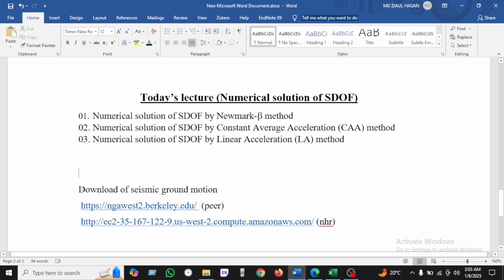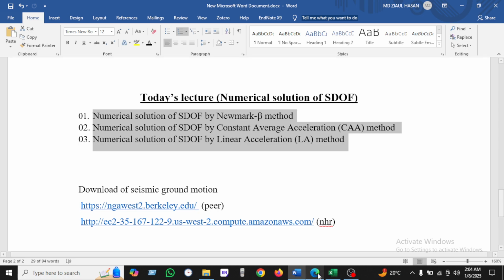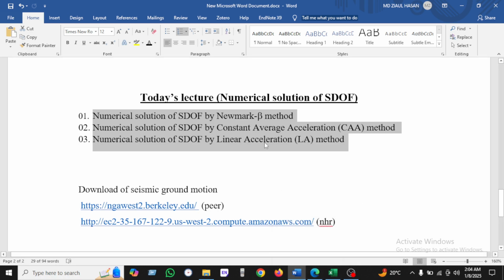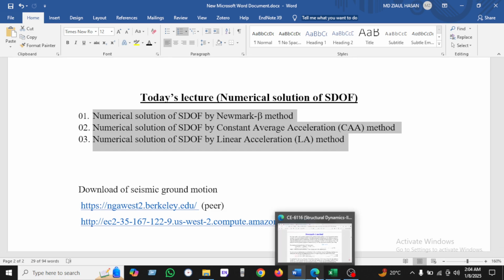And if I get enough time, then I will show how to download the ground motion from PR and NHR. But I have covered that in another video, how to download the seismic ground motion. That's why I'm not focusing on this point. I'm focusing on the numerical solution of single degree of freedom with the Newmark-Beta method, the constant average acceleration method and the linear acceleration method.